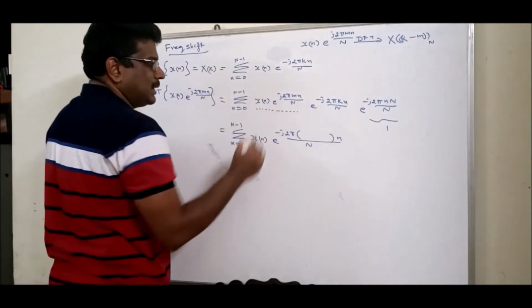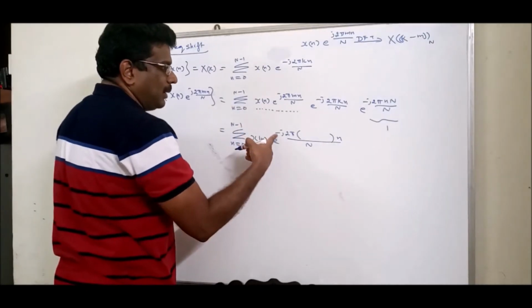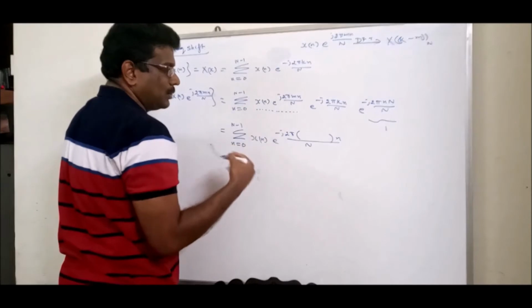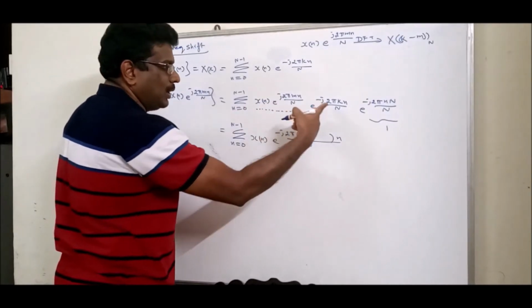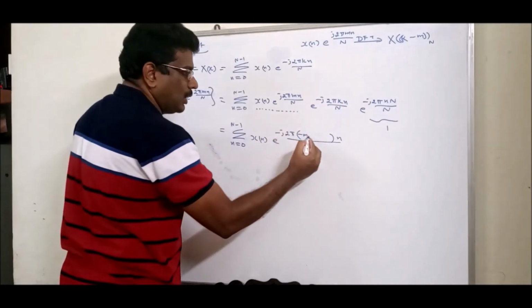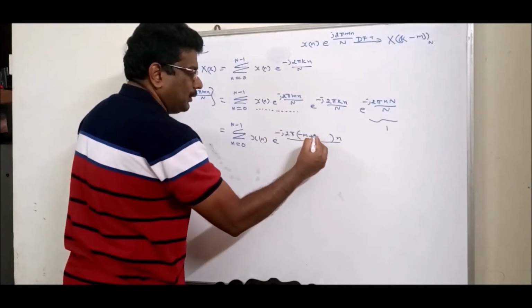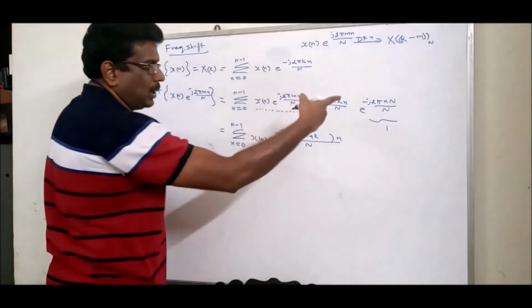Who is the remaining term here? I am having minus, but you are having plus n. So what should I do? Minus m, minus of minus is plus. What about here? Minus n. So what should it be? Plus k. What about that?